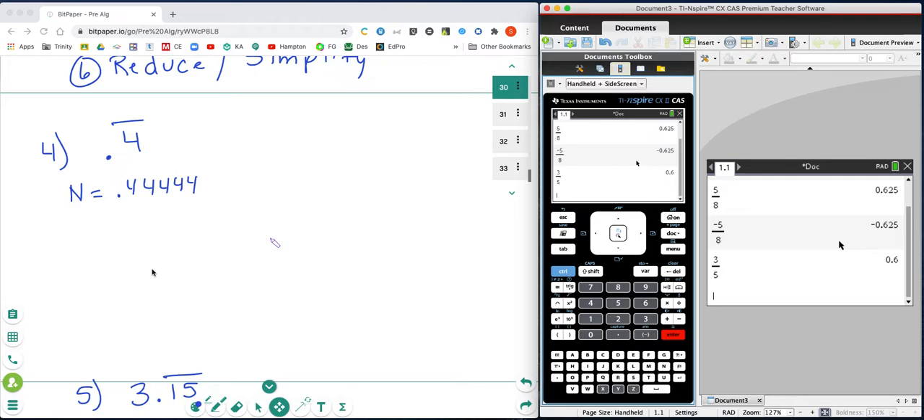The second thing that we're going to do is count how many digits are repeating. Well, the 4 is the only digit that's repeating. So we have 1 digit repeating. That means that when we multiply, we're going to multiply by 10. 10 is going to move the decimal 1 place to the right. So let me show you on the calculator.